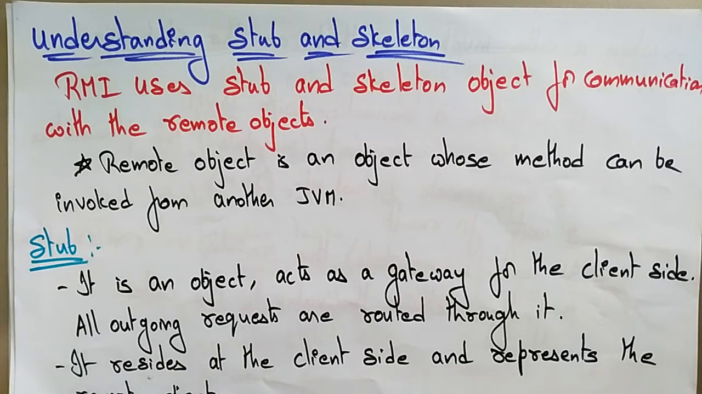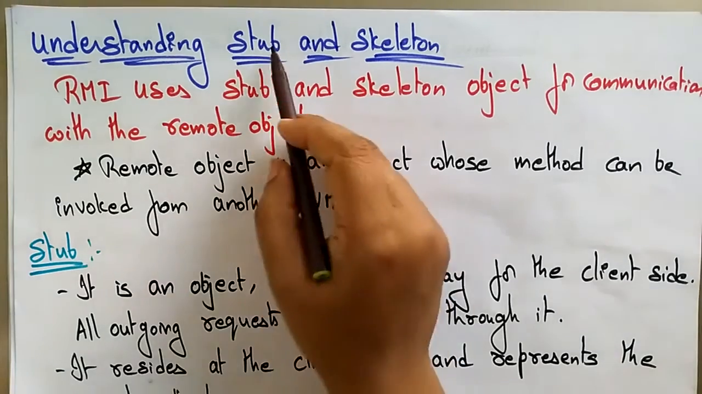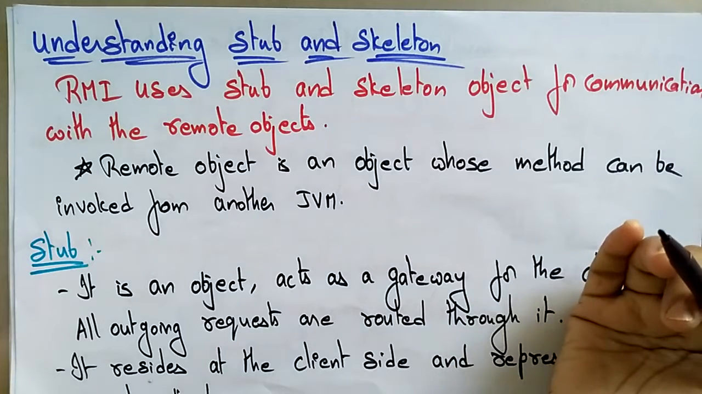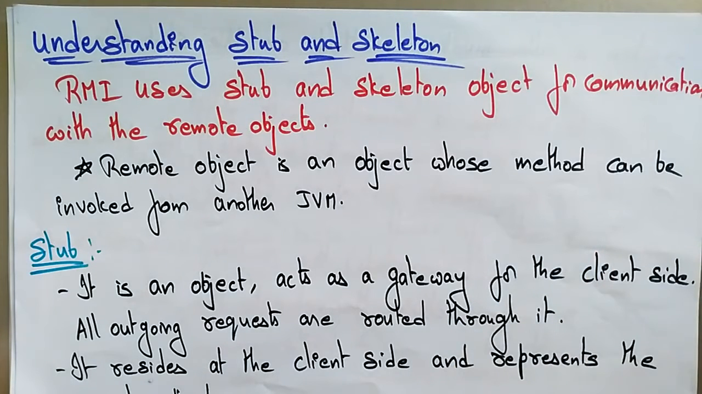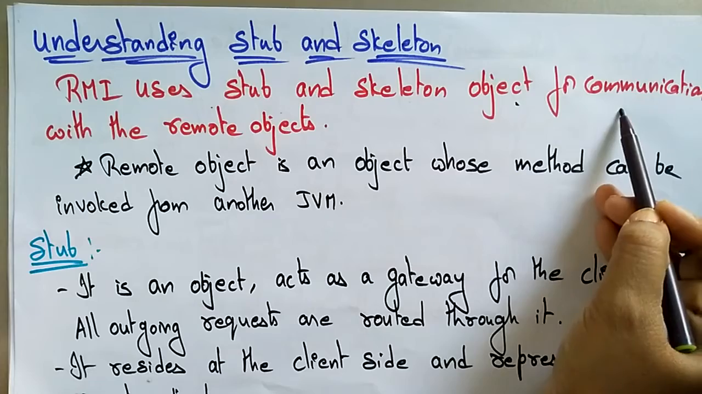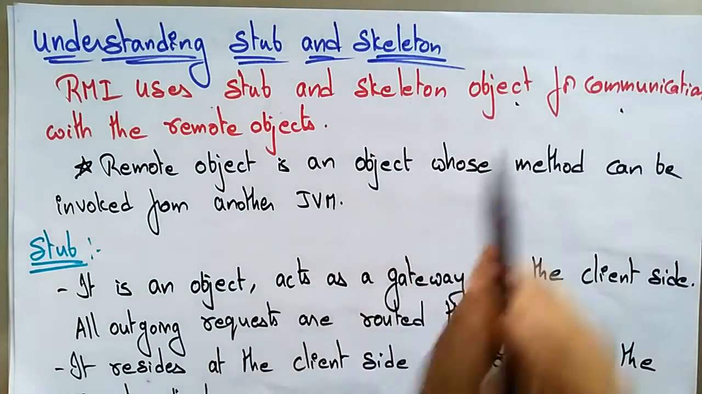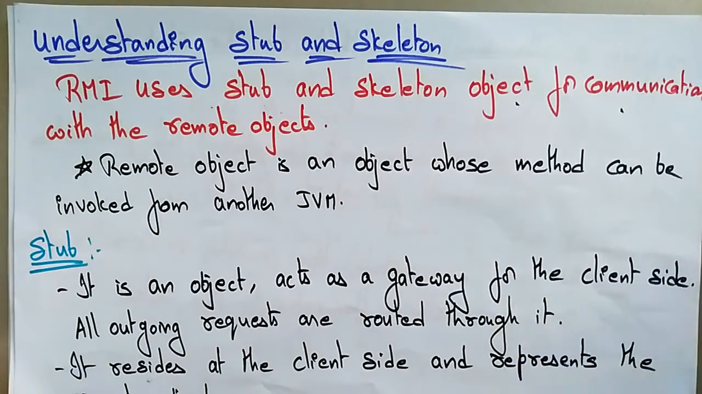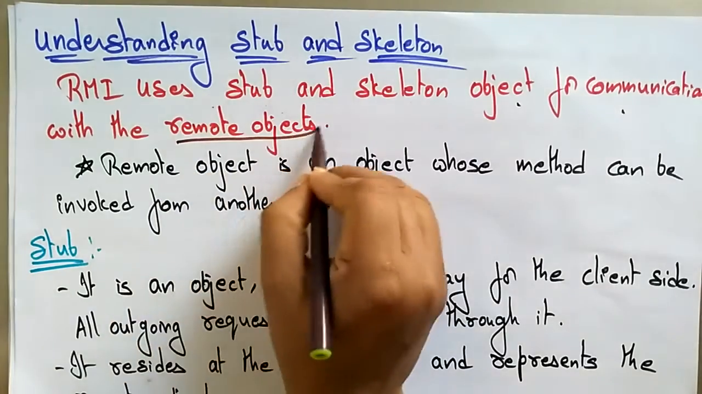So in the previous video I explained the architecture of the RMI. Now let's see what are the terms that we used in that RMI architecture. The terms are stub and skeleton. So let's understand what is a stub and what is a skeleton, and how it is going to be useful in remote method invocation. RMI uses the stub and skeleton objects for communication with remote objects. Okay, the thing you have to remember is that the stub and skeleton are the objects that we use in the RMI for communication along with the remote objects.